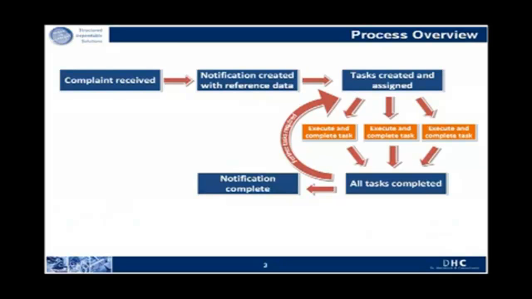Now, here is a rough overview of the process. So, in the case of a customer complaint, the customer complaint would be received. Certain items of information would be provided to the business. So you would have your delivery note, you would have your sales order, for example, and when you create the appropriate kind of notification for handling your customer complaint, you will be prompted for these items of information.